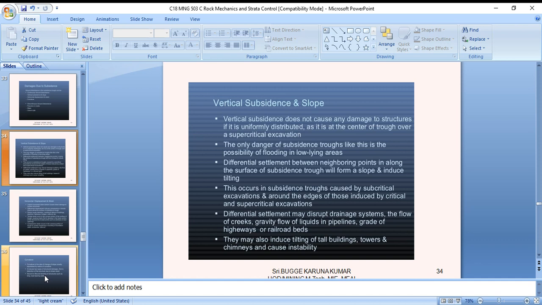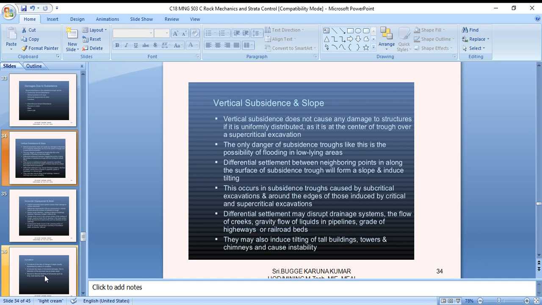Vertical subsidence does not cause any damage to structures. It is uniformly distributed as it is at the center of the trough over a supercritical excavation. The only danger of a subsidence trough like this is the possibility of flooding in a low-lying area. Differential settlement between neighboring points along the surface of the subsidence trough will form a slope and induce tilting.